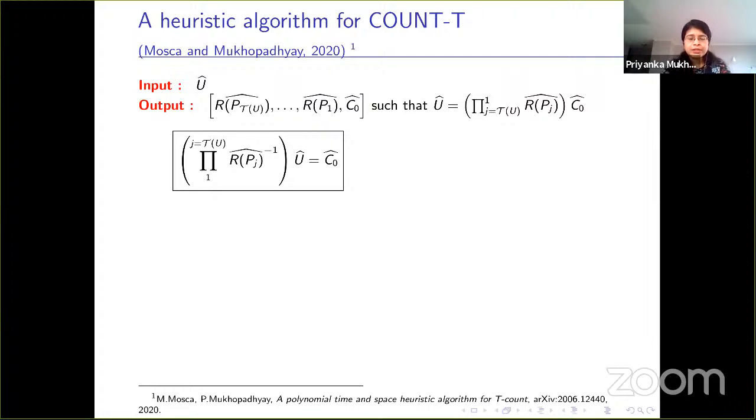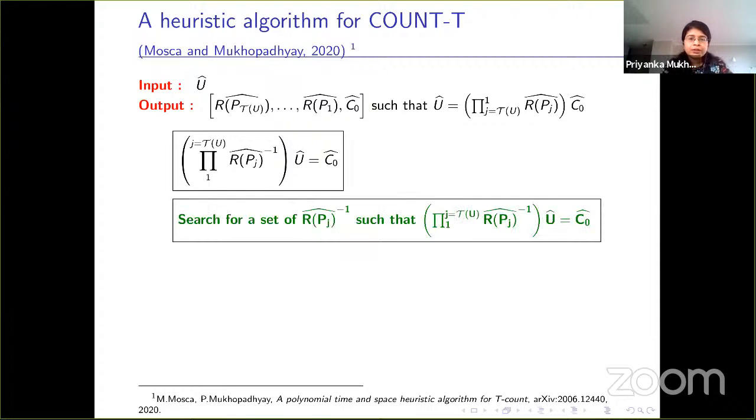So the intuition is as follows. We know that the channel representation of U is equal to the product of the channel representation of RPJs times the channel representation of C0. This can be equivalently written in the following form. It is equal to the product of the inverses of the RPJ operators, times the channel representation of U, is equal to the channel representation of some Clifford. And we know how to check a Clifford. The STE of this unitary will be 0.